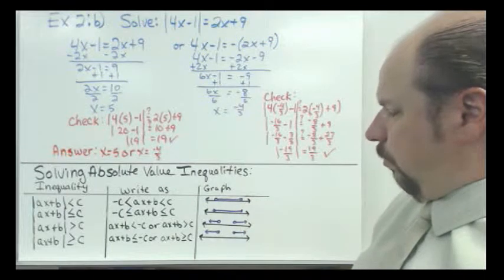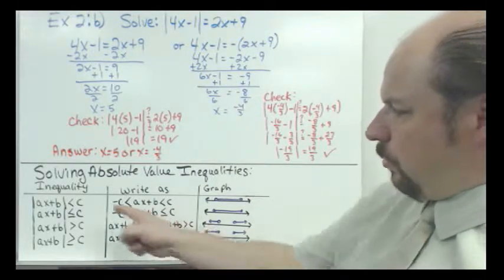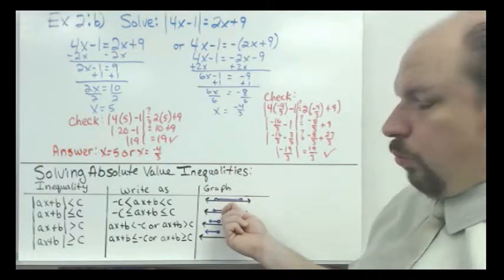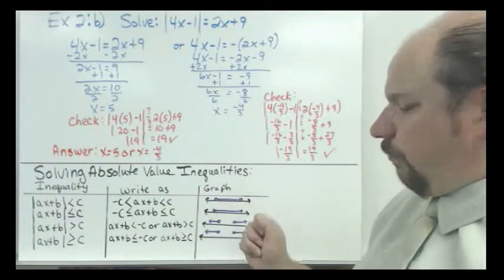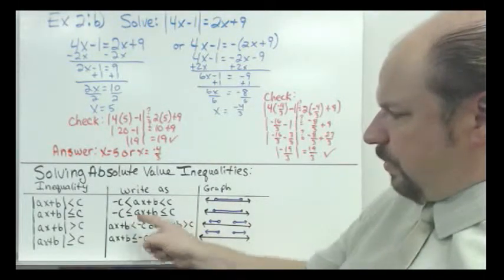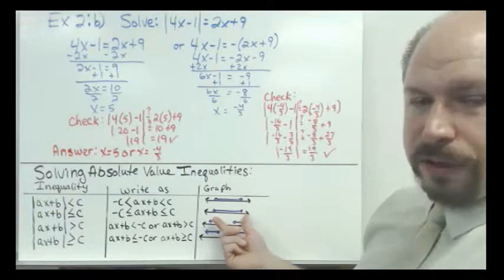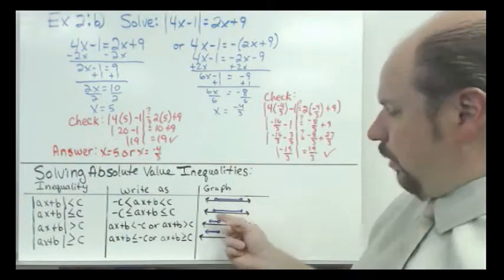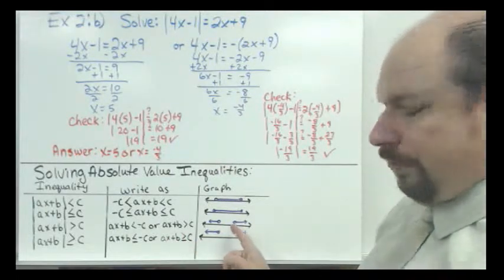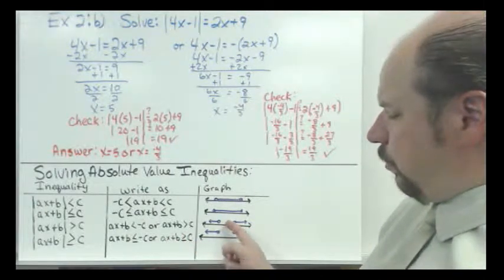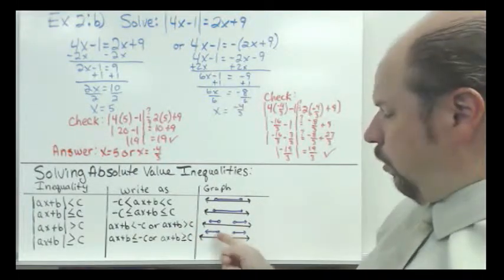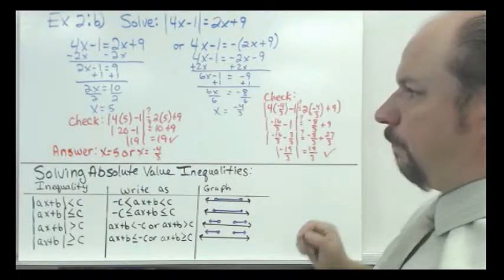Okay, and here is what the graph of each one of those will look like. So if it's less than, we're going to have just one interval here, one area for our solution, and we're not going to include our endpoints. If it's less than or equal to, we're going to have the same area, just our endpoints will be included. But when we have greater than, we have two regions for our solution. We have less than some number and then greater than some other number. And so same here.